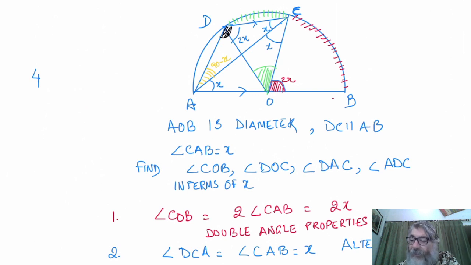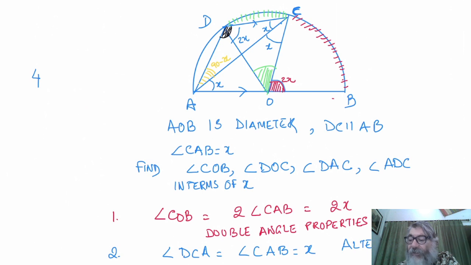Now in the triangle ODC, again OD is equal to OC, radii, so angle ODC will also be equal to 2x. If two sides of a triangle are equal, angles opposite to them are also equal. So if OCD is 2x, ODC will also be 2x. So I can calculate now the green angle.